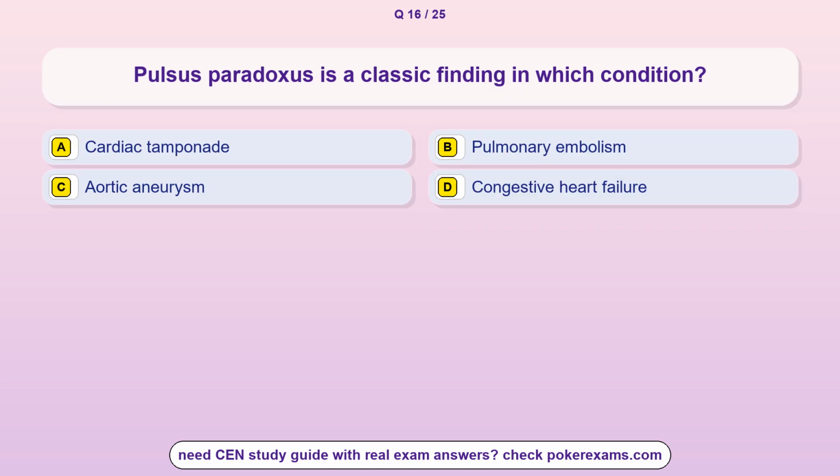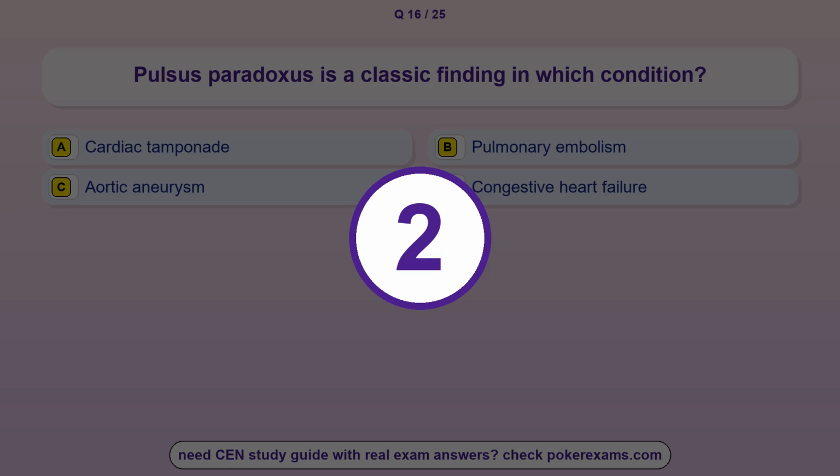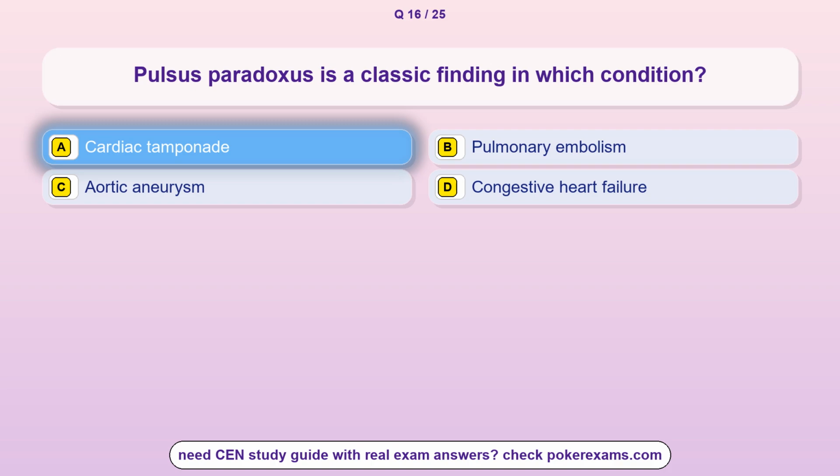Question 16. Pulsus paradoxus is a classic finding in which condition? Option A, cardiac tamponade. Option B, pulmonary embolism. Option C, aortic aneurysm. Option D, congestive heart failure. The correct answer is option A, cardiac tamponade.